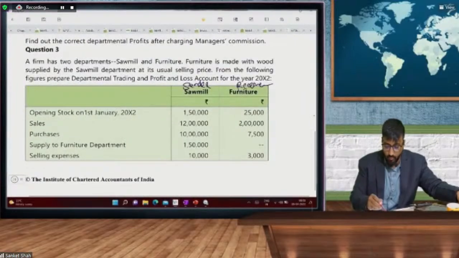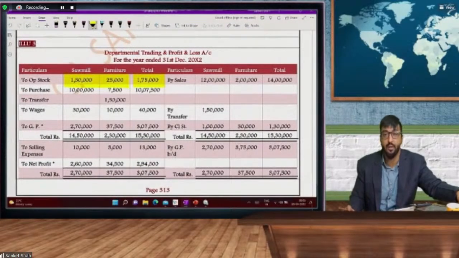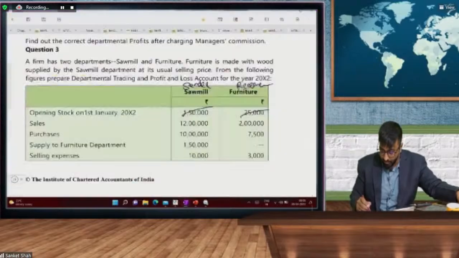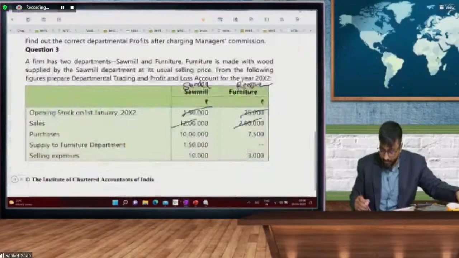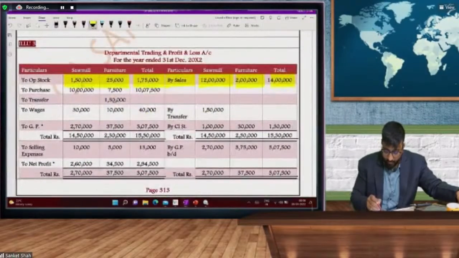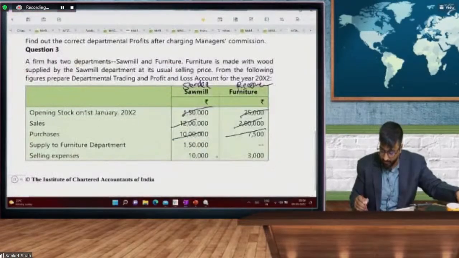opening stock 1,50,000 and 25,000. 1,50,000, 25,000, 1,75,000. Okay. Next item, sales 12 lakhs, 2 lakhs. Credit side 12 lakhs, 2 lakhs, 14 lakhs. Purchases 10 lakhs, 7,500. 10 lakhs and 7,500. Supply to furniture department. So sawmill credit, furniture debit.